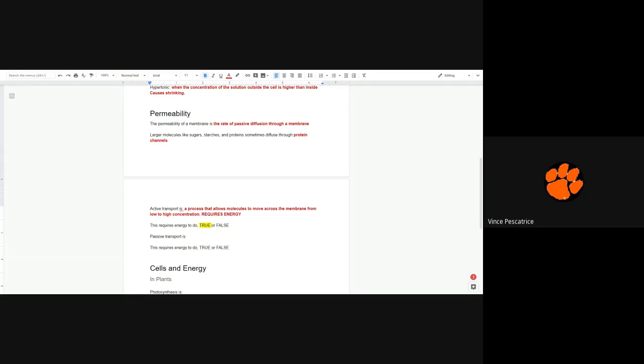It's moving from a high concentration to a low concentration. So passive transport is a process that allows molecules to move across a membrane from high concentration to low concentration and does not require energy. So it's the same thing as this. Copy paste it. I'll highlight these so that they stand out more too, because that's important.